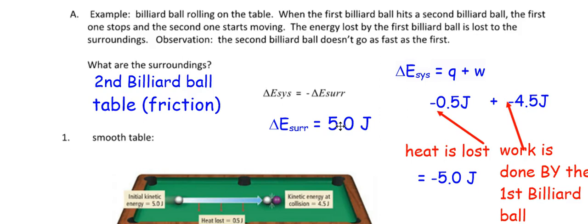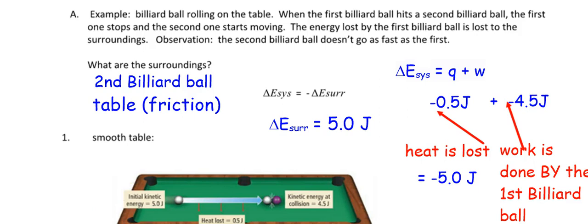And what else do you notice here? The first one stops, right? So if it started out with an internal energy of 5 joules and then it stopped, that means that it lost all 5 joules. So that means that the surroundings gained all 5 joules. Okay, hopefully that makes some sense, but that's a smooth table.